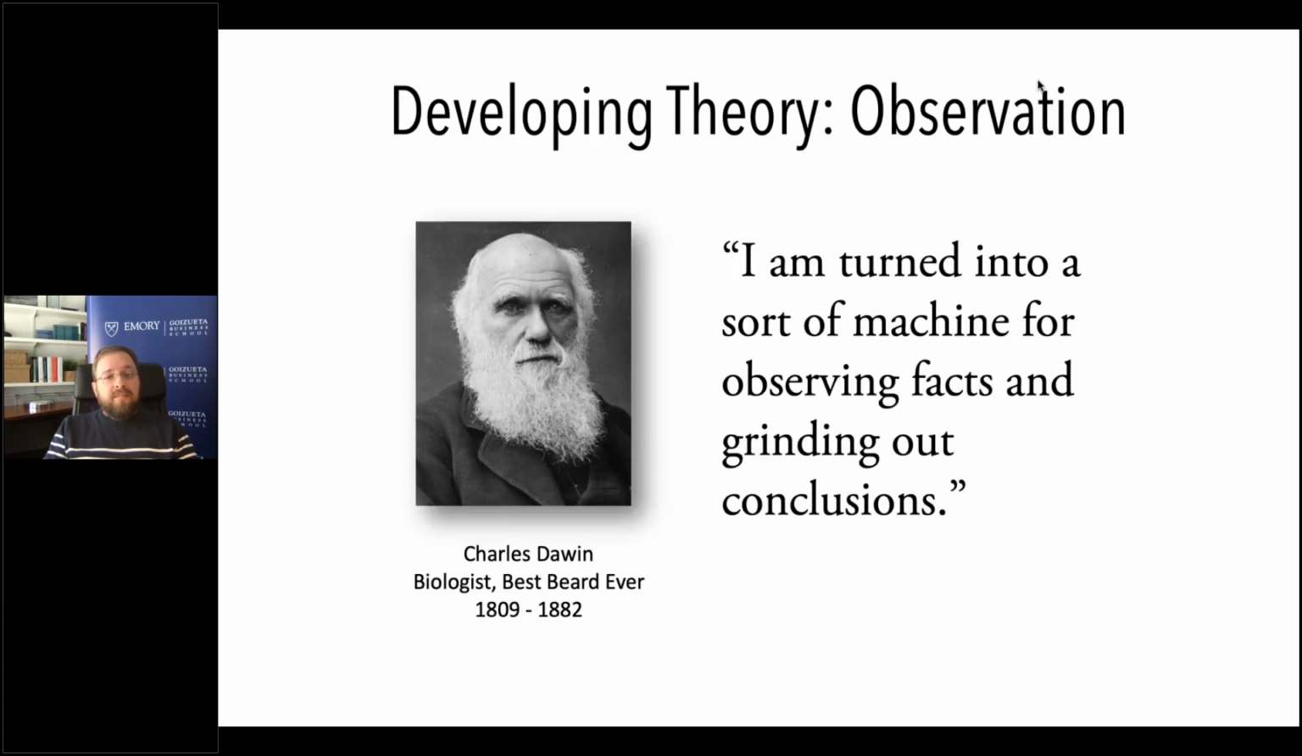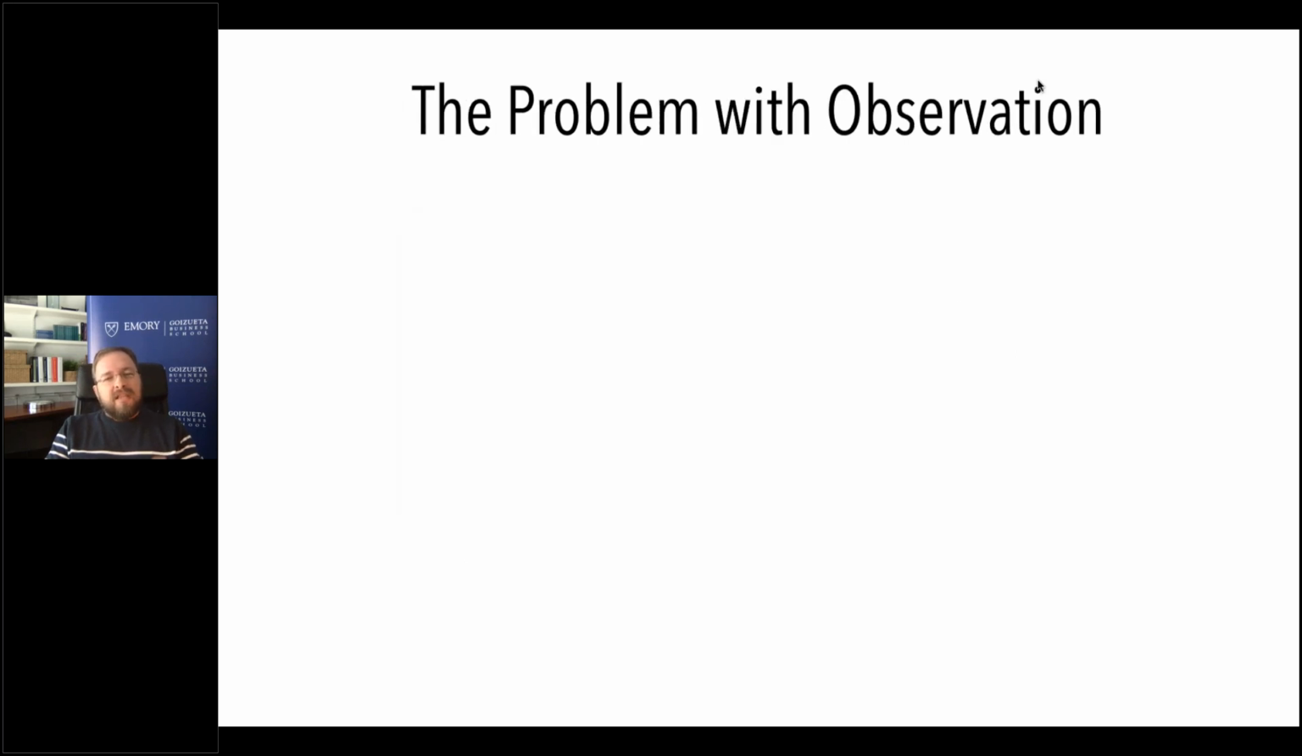Darwin developed theories, at least in part, in this way. So he went out into nature, to the Galapagos, to various places around the world, and just saw what he saw and then tried to draw conclusions from that. So he described himself in this way: I am turned into a sort of machine for observing facts and grinding out conclusions, which is a great quote.